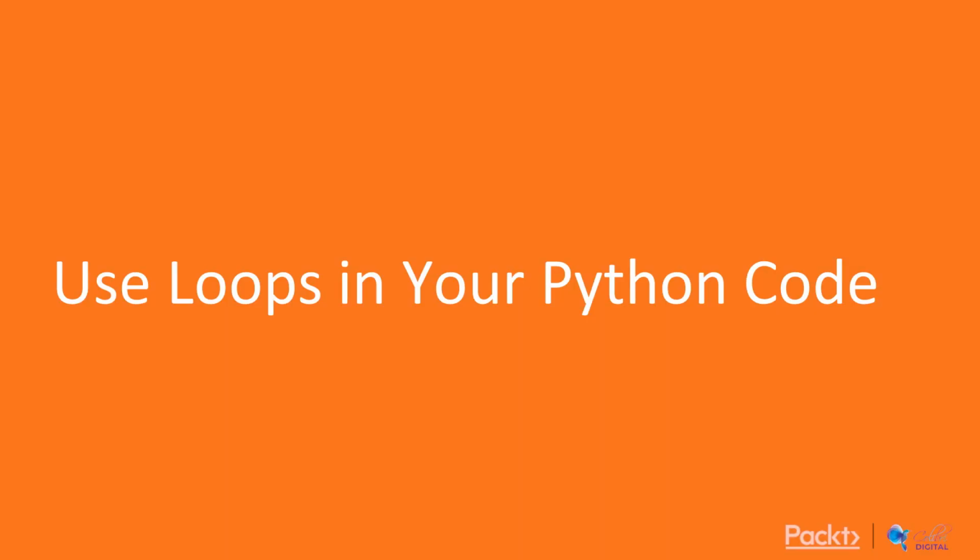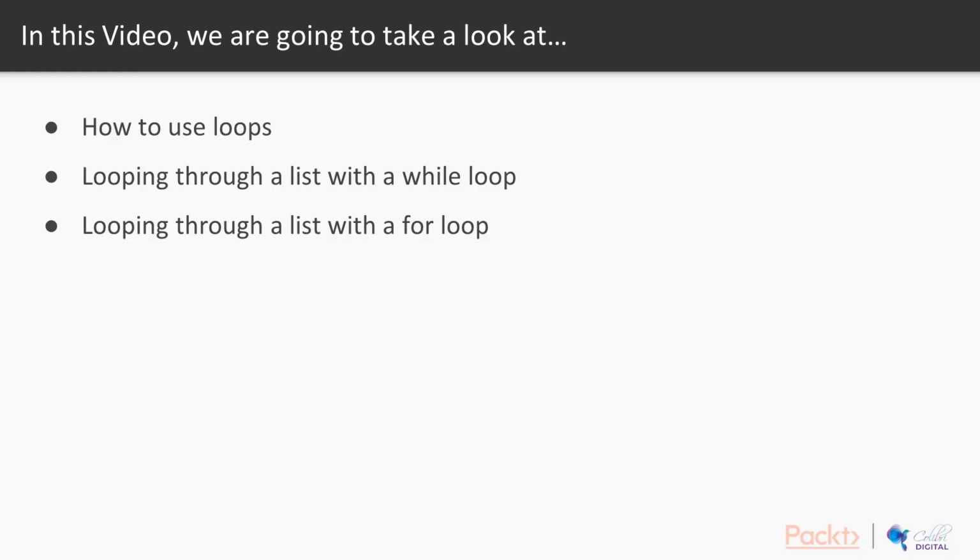Use loops in your Python code. So now let's dive in to how we can actually use this over lists, which is a data type we saw earlier in this course. We're going to break this down in 3 steps. We're going to talk about how to use loops, looping through a list with a while loop, and looping through a list with a for loop.